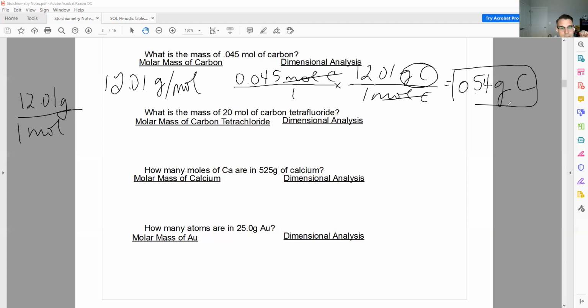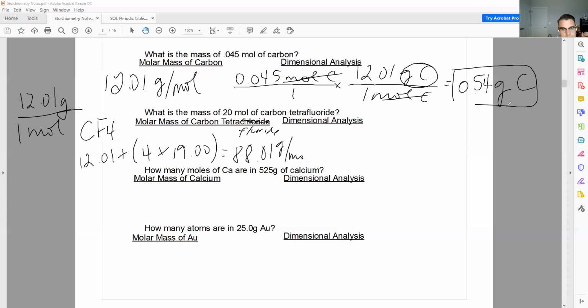Okay, little typo here. It says, what's the mass of 20 moles of carbon tetrafluoride? And then I write carbon tetrachloride. So we're going to just do fluoride again. So first thing is, we need to do the molar mass, but we need to know what the formula is. So CF4. So we take the mass of carbon, add that to 4 fluorines, which is 19.00, and gives me 88.01 grams per mole.